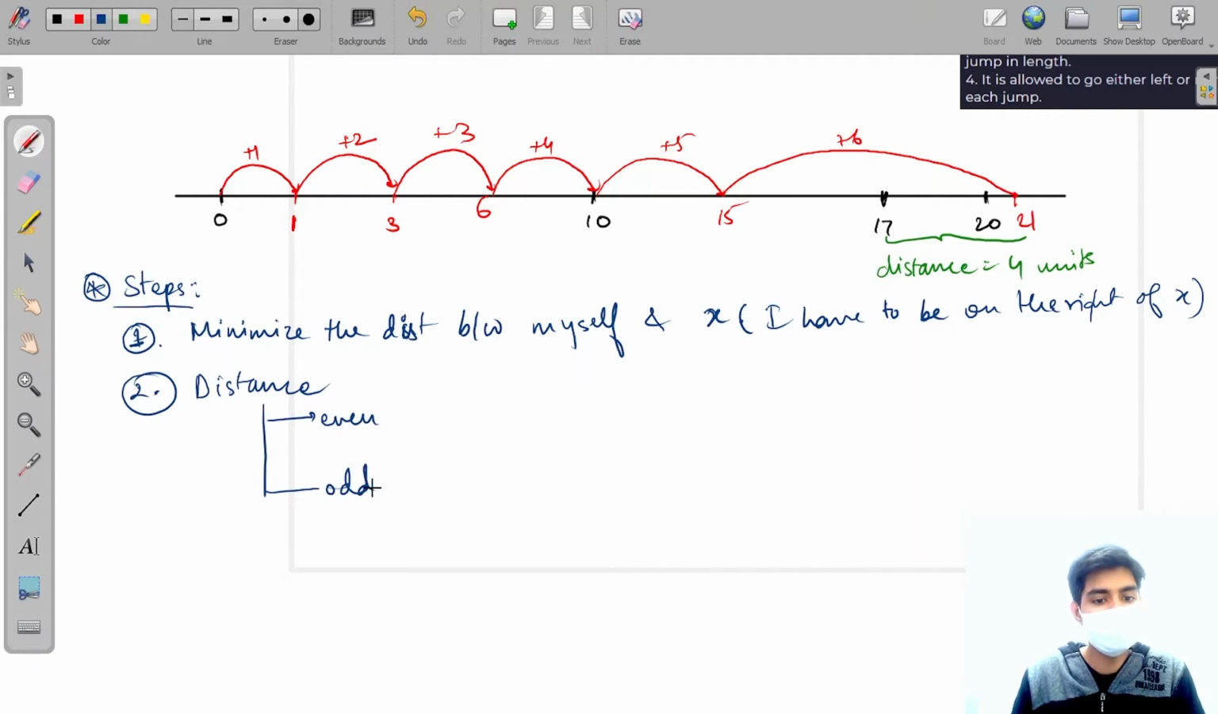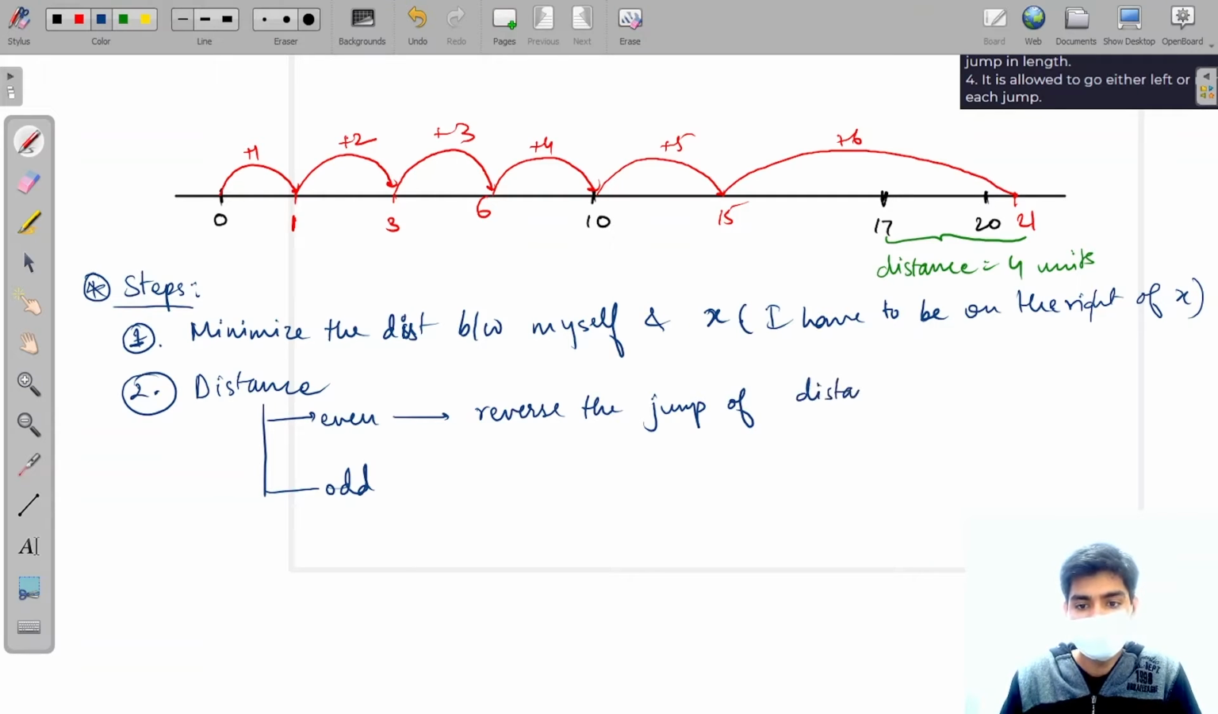It can be even or it can be odd. So if my distance is even, then I'll reverse the jump of distance by 2 units. Okay, so I'm saying that when my distance comes out to be even, is this 4 units, right? So I'll reverse the jump of distance by 2 units.